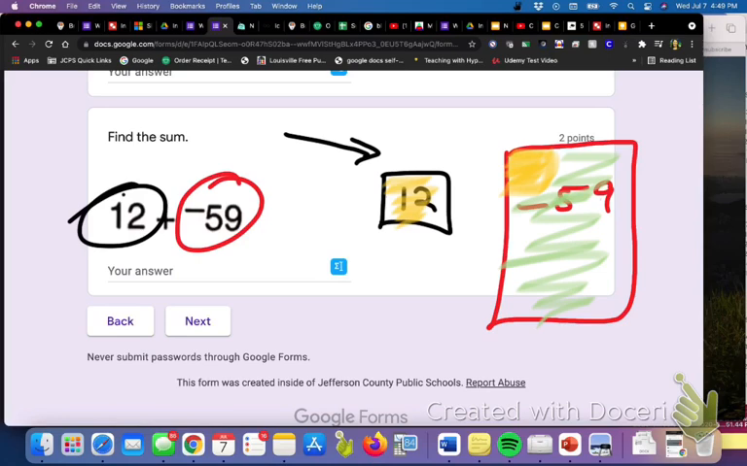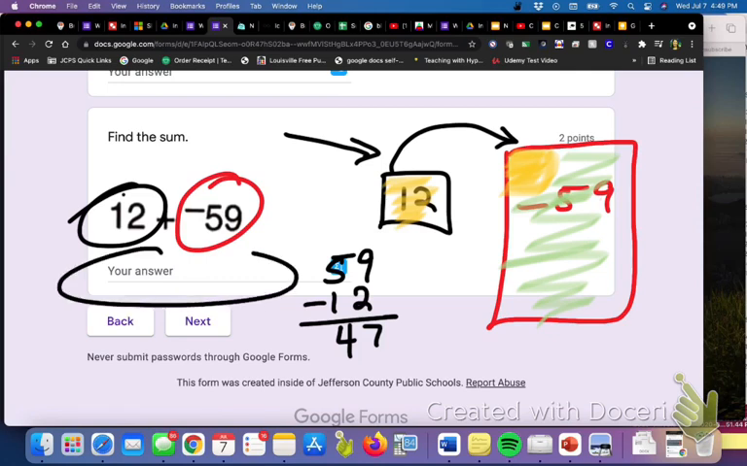And then what would be left over after doing all that canceling would be however many negatives are left over. So we know that our final sum is going to be a negative number because we've got more negatives than we do positives. And so to figure out how many you would have left over, we just need to subtract those two numbers. So 59 minus 12, so 9 minus 2 is 7, 5 minus 1 is 4. So after you cancel out 12 of those negatives, there would be 47 negatives left over. So we are going to type into our answer box negative 47.